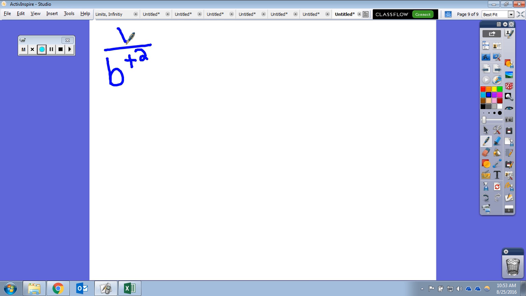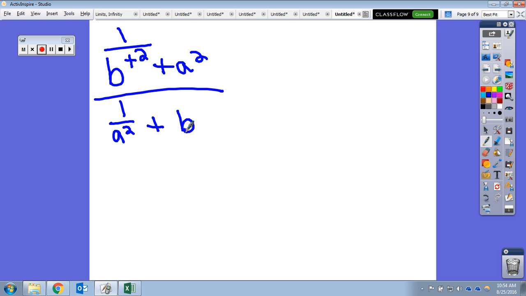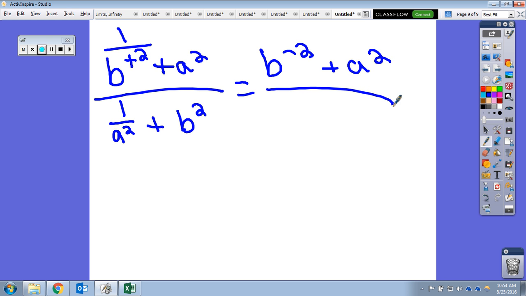Oh, we could have done this. She's just writing it down. Does that make sense? Yeah. Alright, so 1 over b squared is also b to the negative 2, plus a squared. And then the same thing with this one here, a to the negative 2 plus b squared. And then I just flip flop those two.